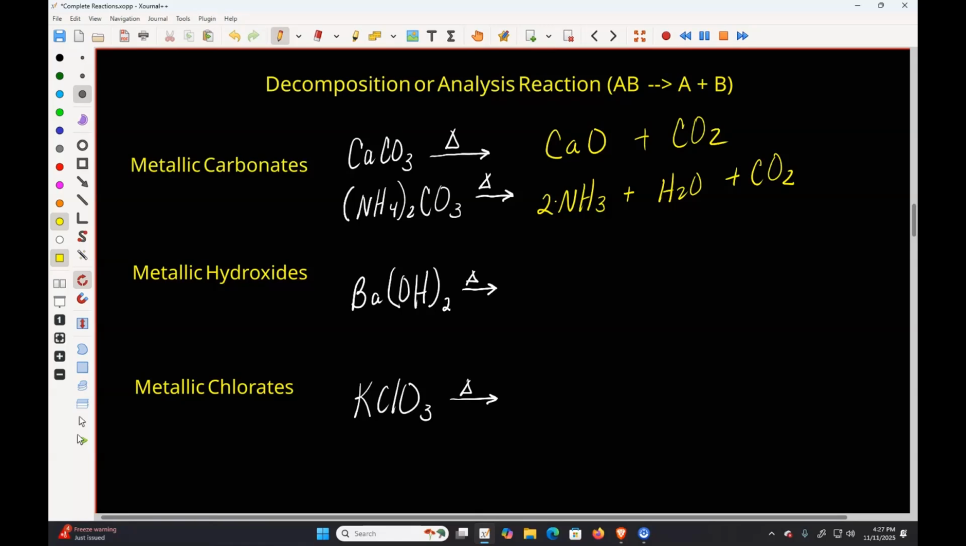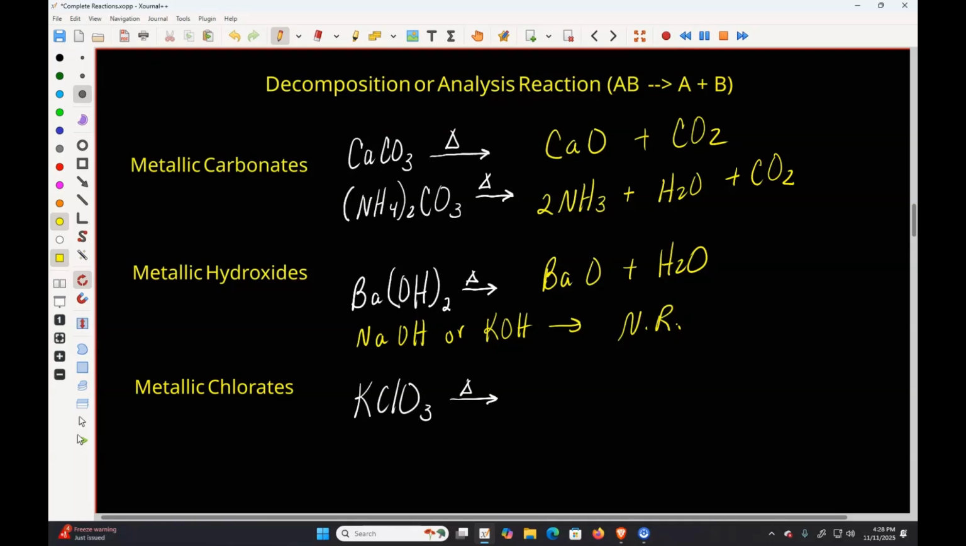Metallic hydroxides, when heated, form metallic oxides and water. So that'll form barium oxide plus water. Now there are 2 common exceptions to this rule. So if this were sodium hydroxide or potassium hydroxide, if I heat either one of those, no reaction. They're too stable to decompose upon heating.